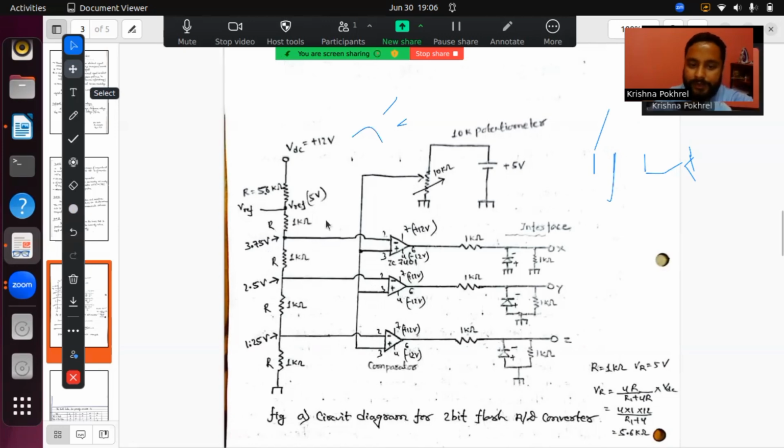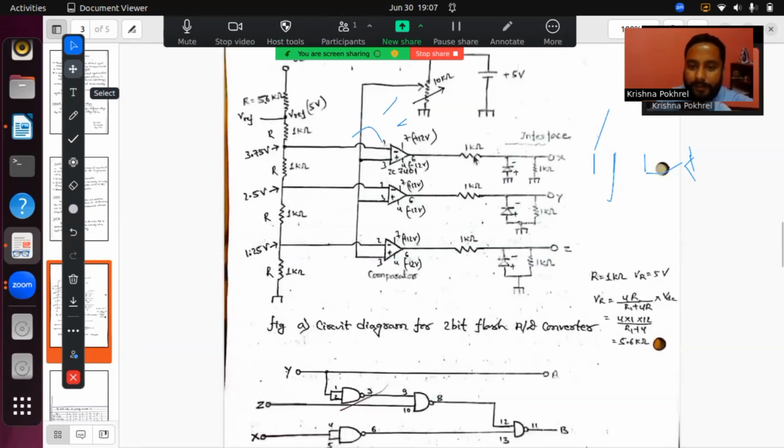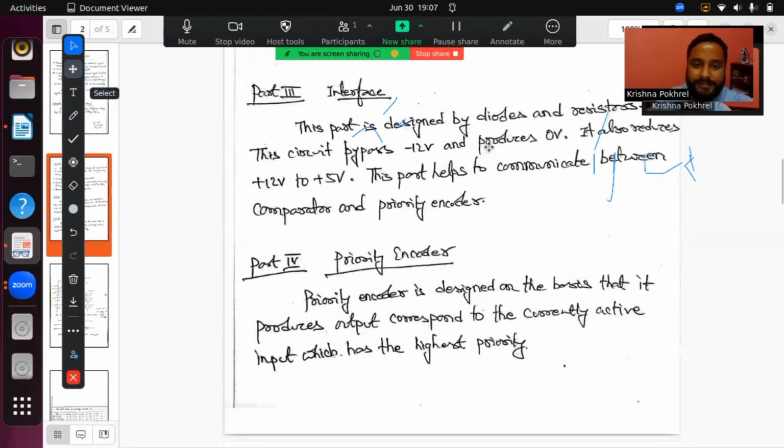Okay, as we have already known, here we are doing voltage dividing, and from here we are supplying a constant voltage by changing only one resistance. Now after that, we have connected a 1 kilo ohm resistor and one diode. The negative terminal is connected to the resistor, the positive terminal is connected to ground, and we have connected another 1 kilo ohm resistor. Now this is the third part of our experiment, that is the interface.